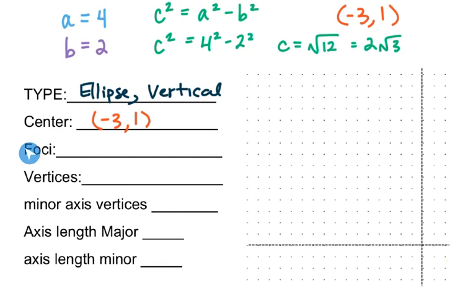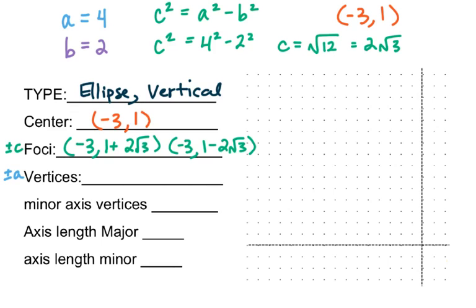The foci and the vertices, those are going to be traveling vertically up and down off the center. Remember, for the foci, we use plus or minus C. For the vertices, it will be plus or minus A. So these changes are going to be occurring off of the y value, or 1. So my two foci, -3, I've got 1 plus 2 root 3, and -3, 1 minus 2 root 3. That's the exact way that we want to write them.